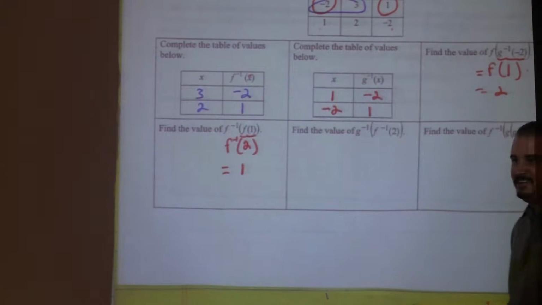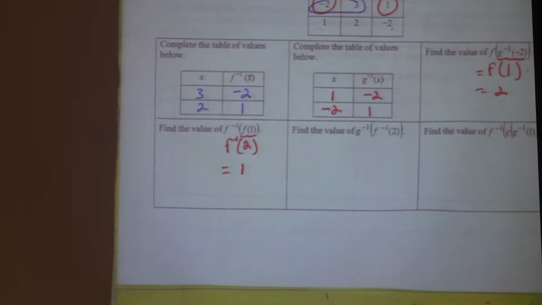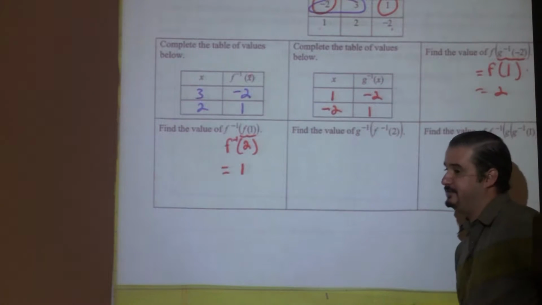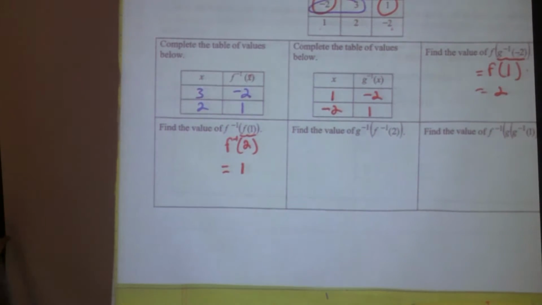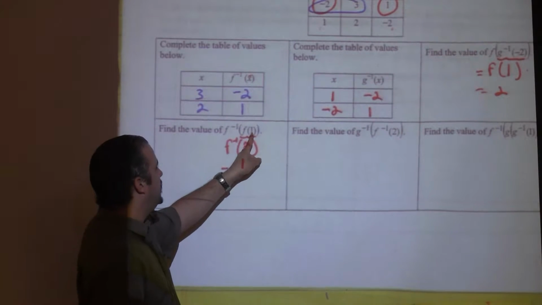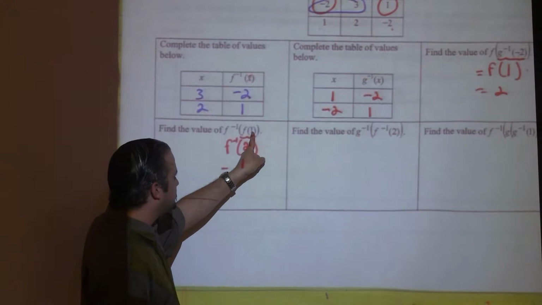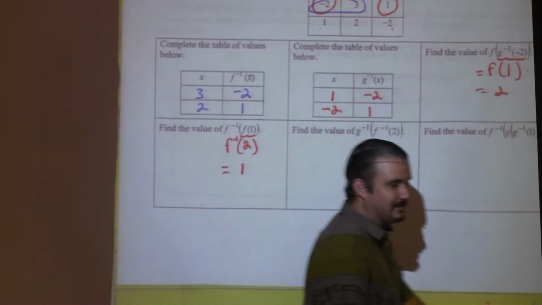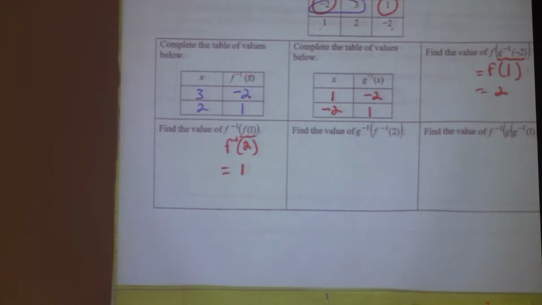Cool. We said that when two functions are inverses, they cancel each other out, and the answer should be x, right? Whatever that number or that thing that was in there, right? So here, what was in there? 1. So these guys should cancel each other out, and I should be left with that, and that's what I was left with. Pretty cool? Alright. How about the next one?